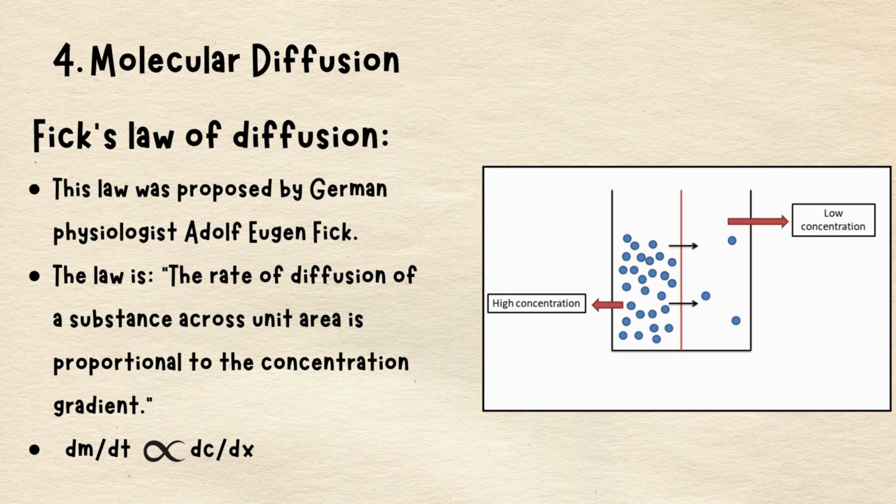Now, let's discuss Fick's law of diffusion. This law was proposed by German physiologist Adolf Eugen Fick. The law is, the rate of diffusion of a substance across unit area is proportional to the concentration gradient. dm/dt is proportional to dc/dx, where dm/dt is the rate of diffusion and dc/dx is the concentration gradient.